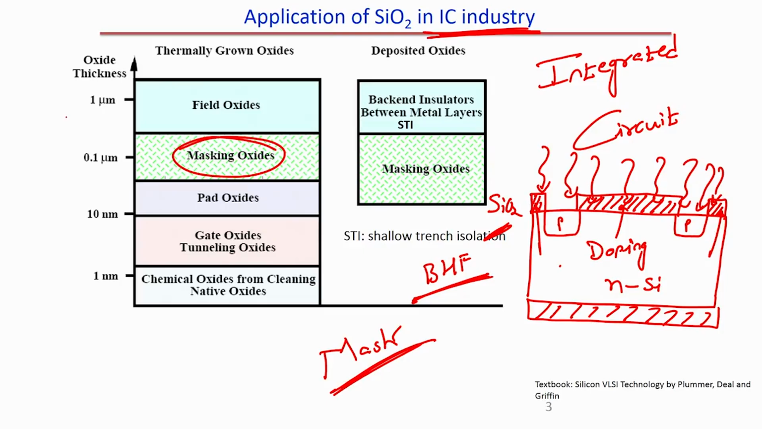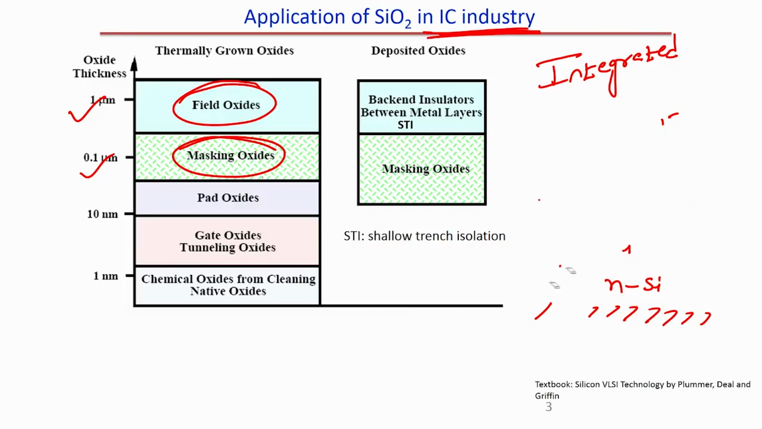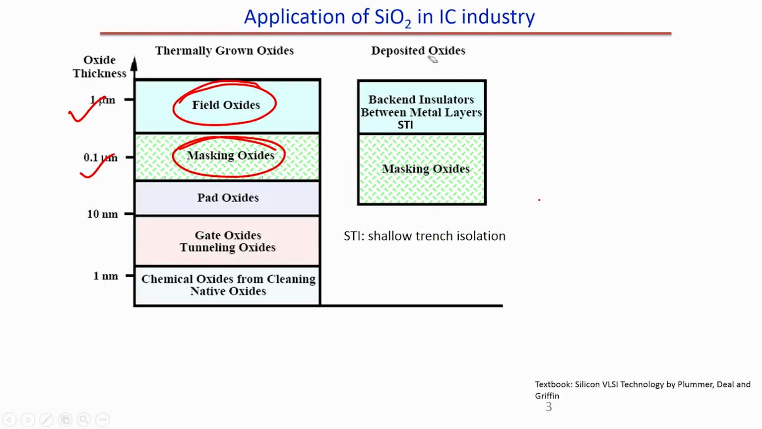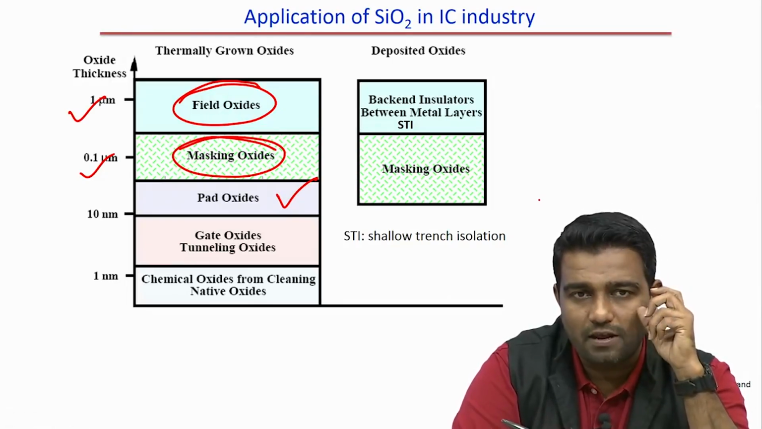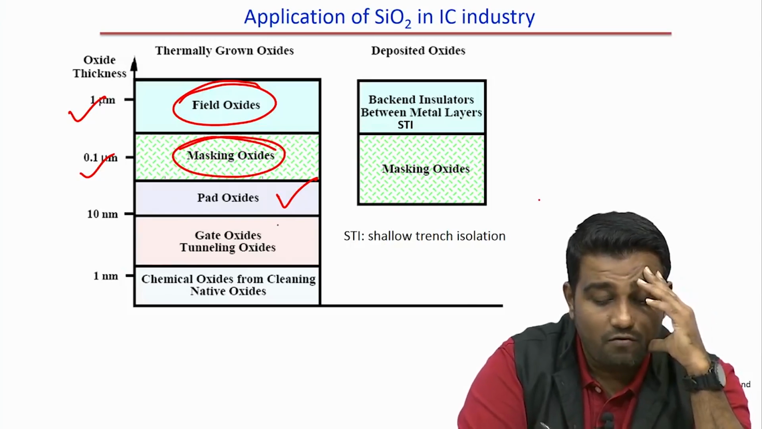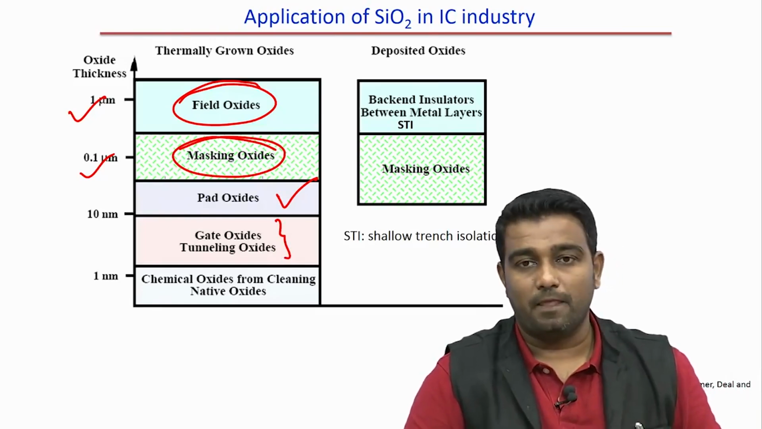So, the first role we have seen of silicon dioxide is field oxides. Second role of silicon dioxide, masking oxide. Third role of silicon dioxide is to use as a pad, in the pad oxides. Then we have the fourth role, which is somewhere between 10 nanometer and 1 nanometer. We can use this as a gate oxide or tunneling oxide.